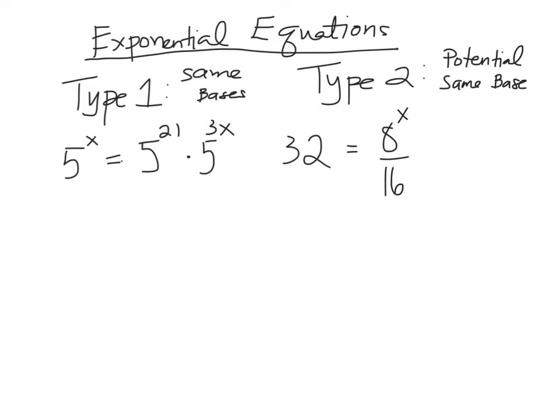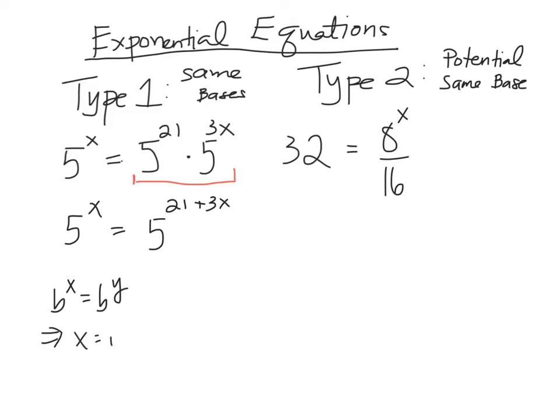All right, so this first problem, the bases are the same. I can combine this side because when you multiply powers, you add the exponents, right? So this is 5 to the 21 plus 3x. So now there's a general rule. If b to the x is equal to b to the y, this implies that x is equal to y. So if the bases are the same, these exponents also have to be the same.